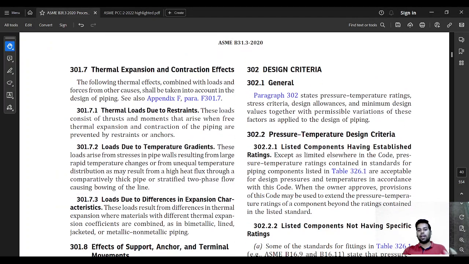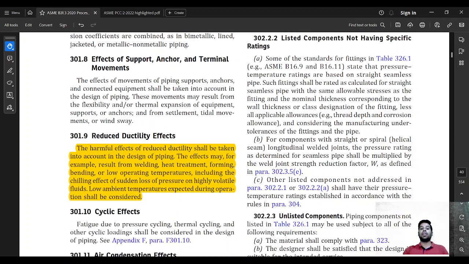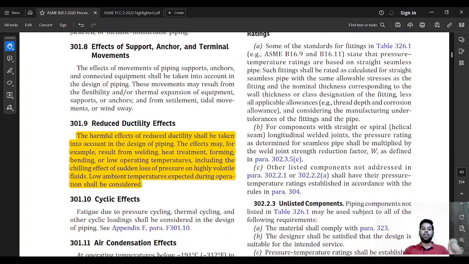Thermal expansion and contraction effects, effects of support, anchor, terminal, and movement, reduced ductility effects. So harmful effects of reduced ductility can be taken into account in the design of the piping. The effects may, for example, result from welding, heat treatment, forming, bending, or low operating temperatures, including the chilling effect of the sudden loss of pressure on a highly volatile fluid. Low ambient temperatures expected during operation shall also be considered.